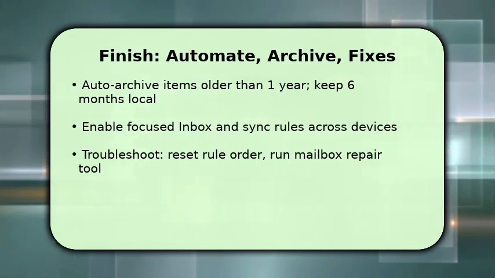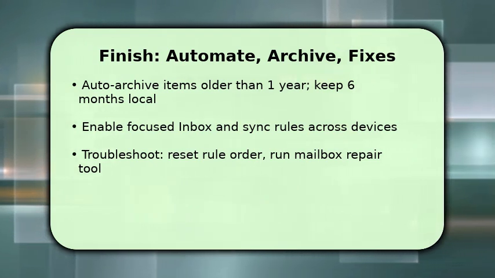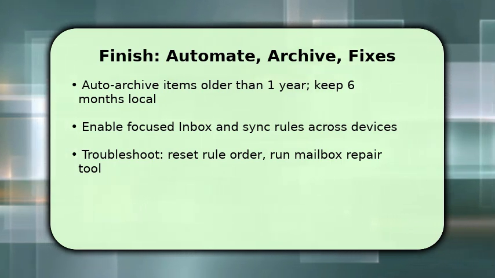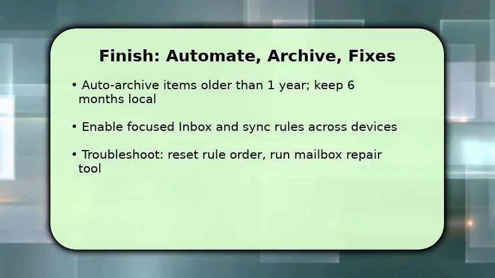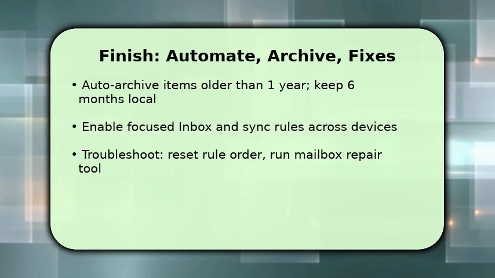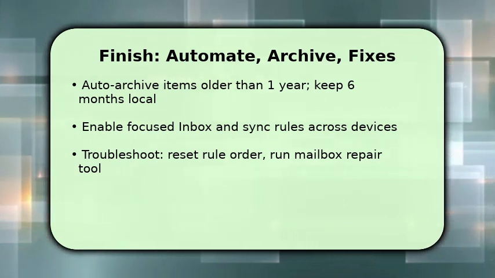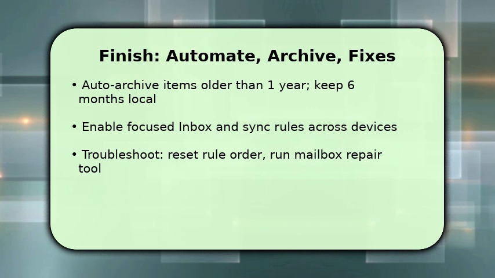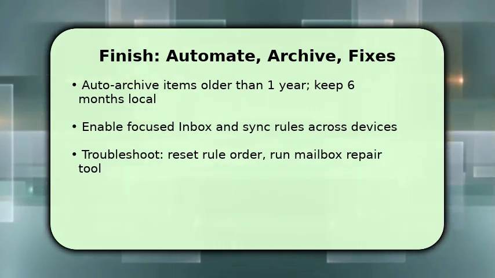To finish, automate retention. Enable auto-archive for items older than 1 year and keep the most recent 6 months available locally for offline access. Turn on focused inbox and make sure your rules and categories sync across devices so behavior is consistent. Test by sending a sample message and confirm it lands where expected. If things go wrong, reset rule order, disable overlapping rules, and run the mailbox repair tool. These steps resolve most misrouting and missing mail issues quickly.